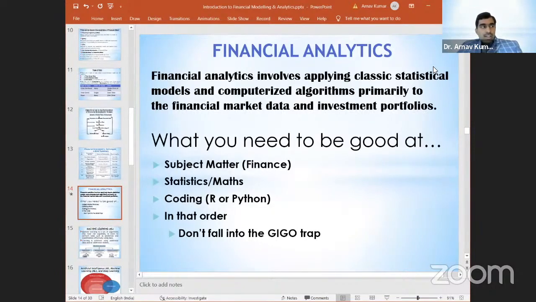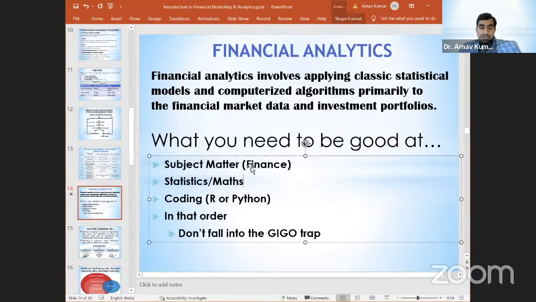So financial analytics is the use of cutting edge technology and algorithms, along with statistical models and techniques, on financial data, investment problems and corporate finance problems. You need to be good in these three things, because this field is an amalgamation of different things. First of all, our primary subject matter, the knowledge of finance and investment, needs to be good. Then you should be aware of some basic statistics and mathematics.